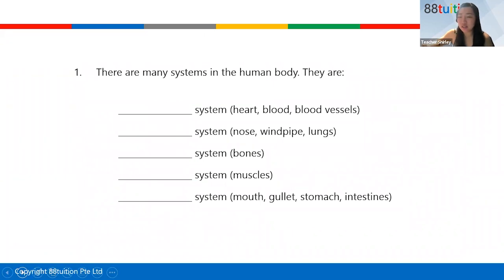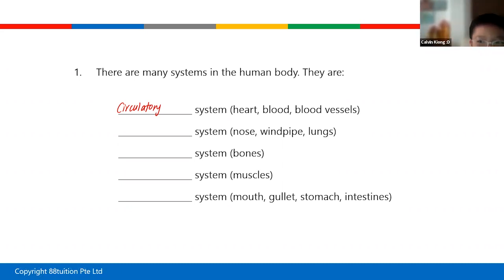So now let's take turns to answer this. Who wants to start first? Which system is it that comprises the heart, blood, and blood vessels? Any volunteers? Kelvin? Circulatory system. Very good. Okay, Kelvin, call someone else.